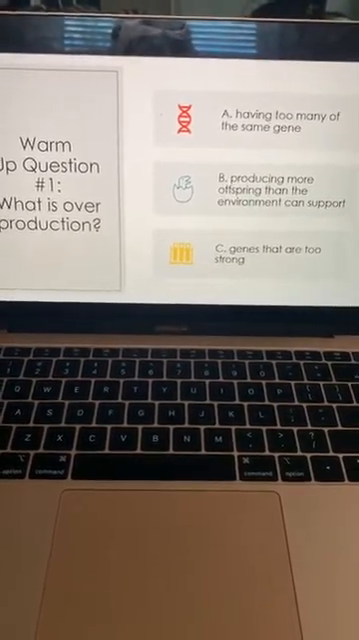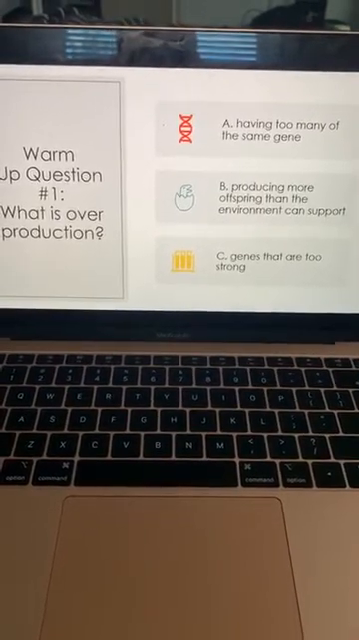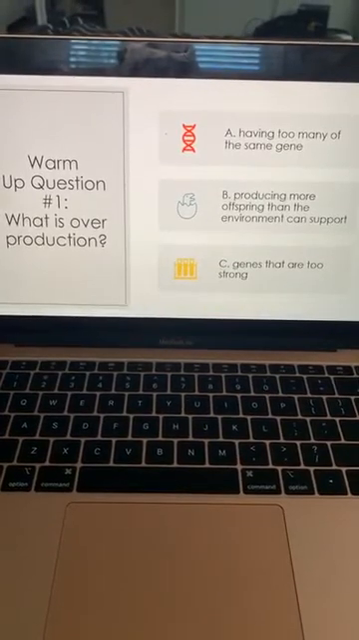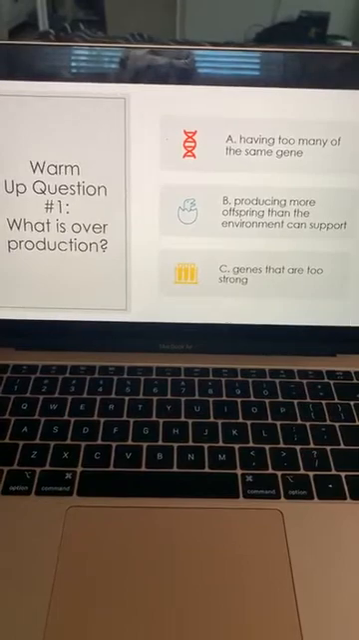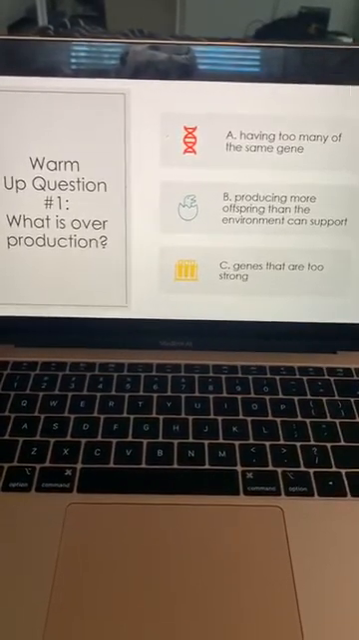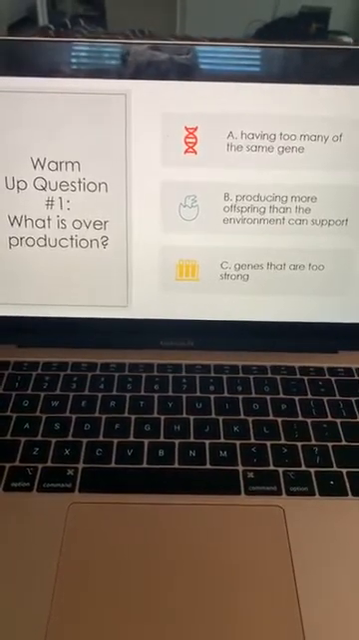I have one person posted their answer to the warm-up. 2 people who have posted their answer. 3 people. Great job. Warm-up question number 1. What is overproduction? And if you're not sure what overproduction is, if you go back into that week 5 packet and you look in the article that we left off on, the article that you should have been completing for homework, overproduction is one of the terms they defined.